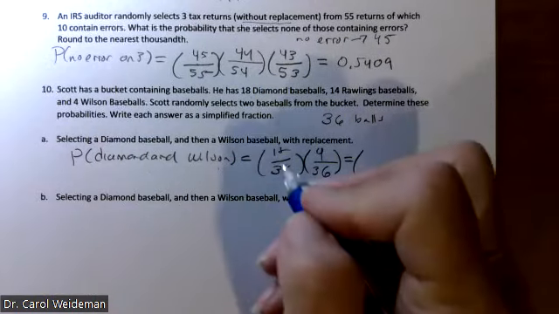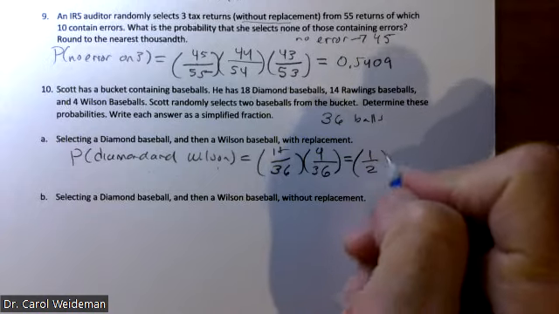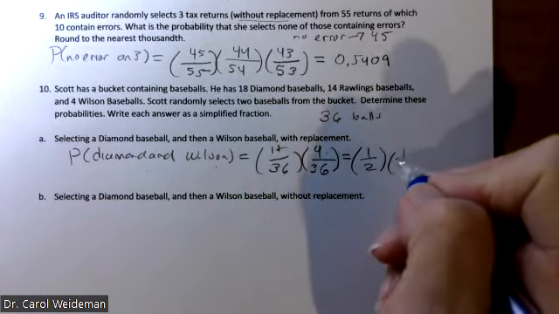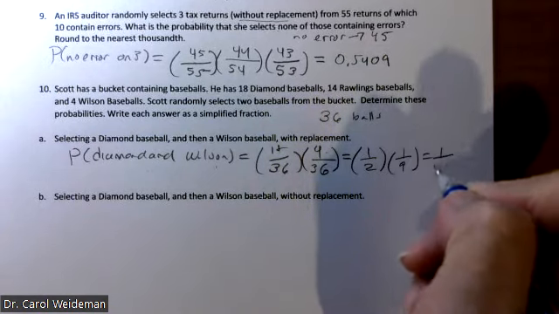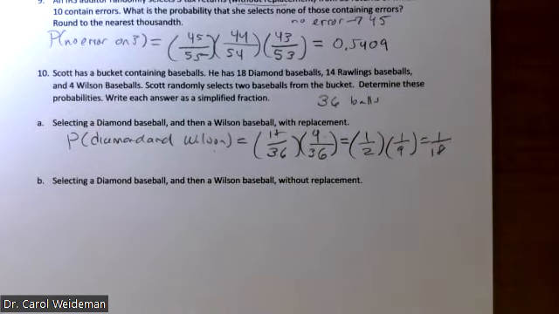Okay, so we want to simplify this. You notice 18 over 36 is 1/2. 4 over 36 is 1 over 9. So this comes out to be 1 over 18.